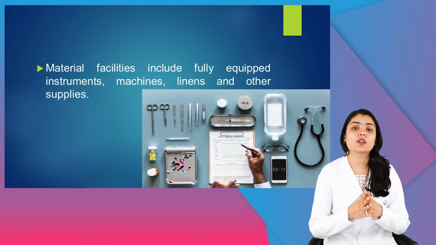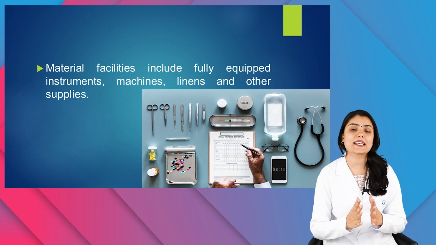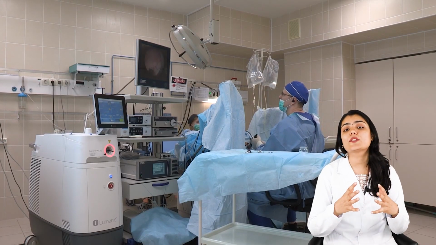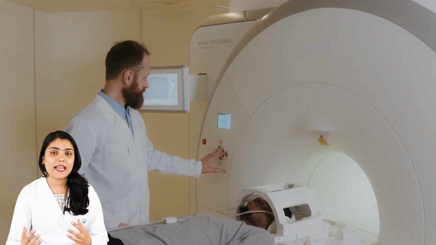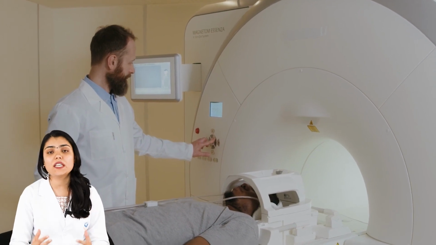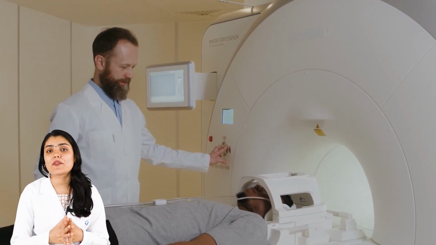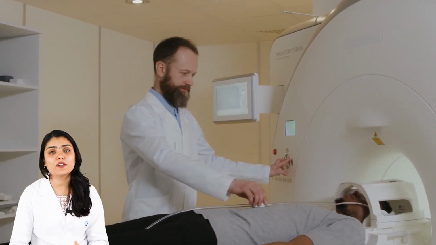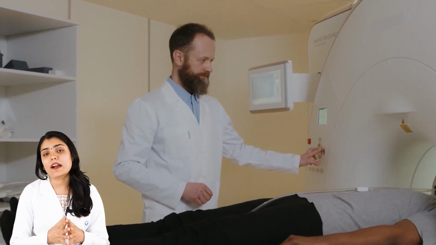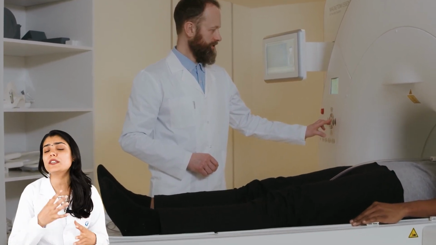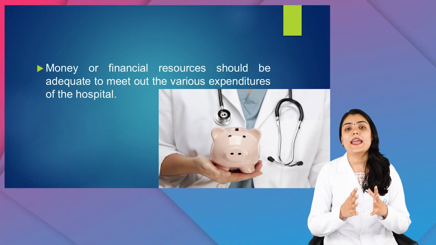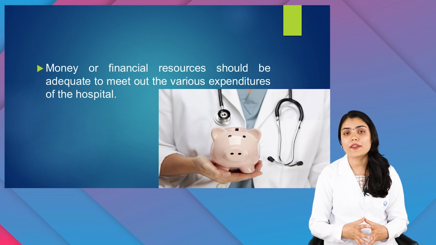The second resource or the second important thing to run the hospital, as I said, is the material. Now, material in the hospital includes various different things such as the instruments that are used to provide any kind of care to the patient, to perform any kind of procedures on the patient, machineries that are required to provide care, to perform procedures over the patient, and also the linens that are required. So there are different types of materials that are required in the hospital. It includes instruments, machinery, linens, as well as various other things that are required to provide a satisfactory care for the patient. And finally, the main resource that is required is money.